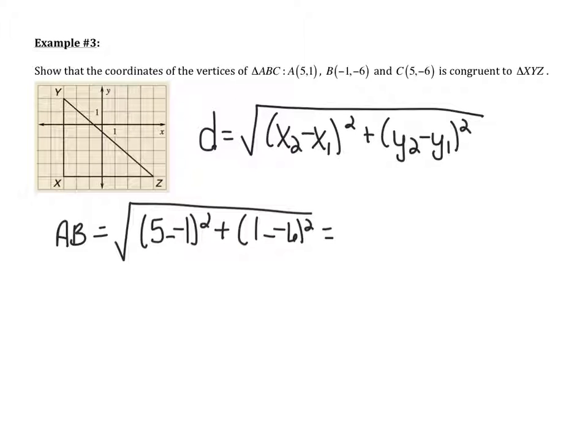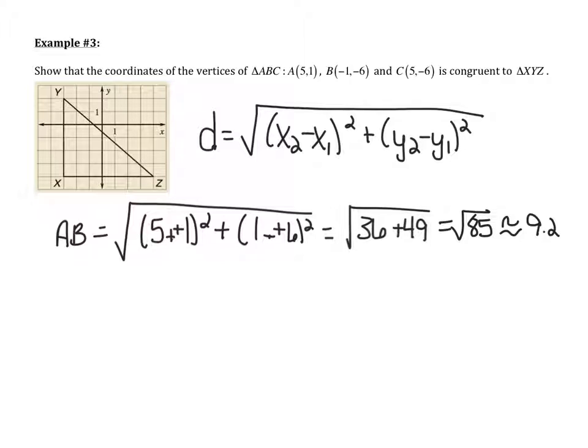5 minus -1 is plus 1, so that'd be 6, and 6 squared is 36. 1 minus -6 is 1 plus 6, which is 7, and 7 squared is 49. 36 plus 49 is 85, and the square root of 85 is about 9.2 units.